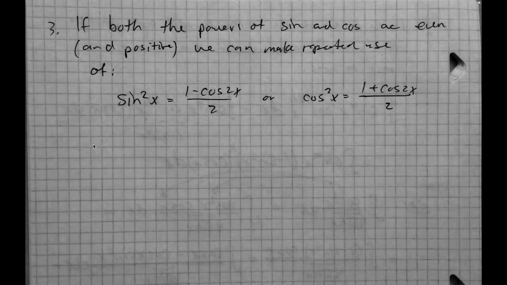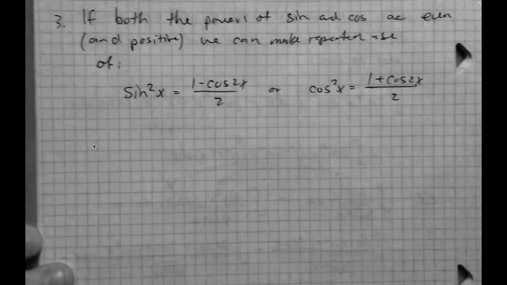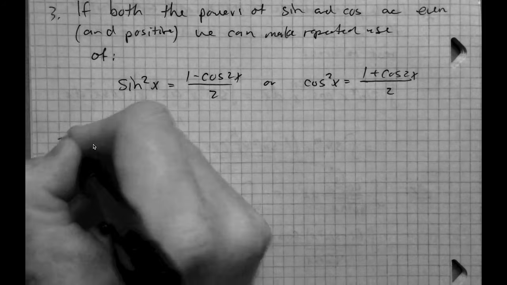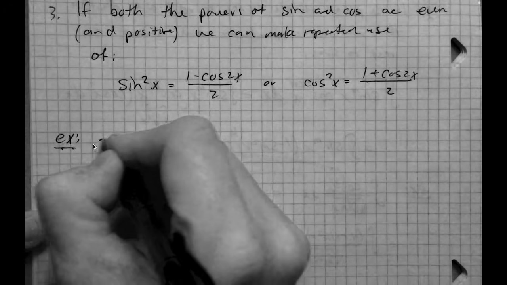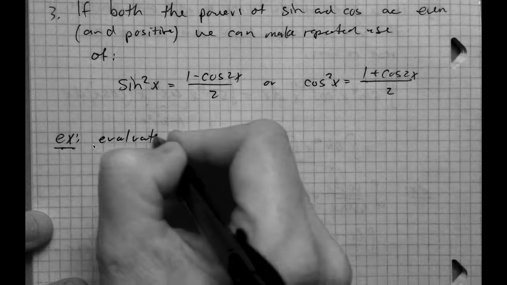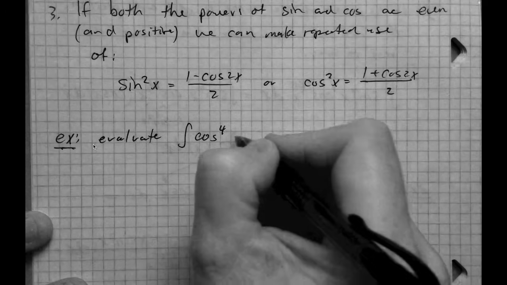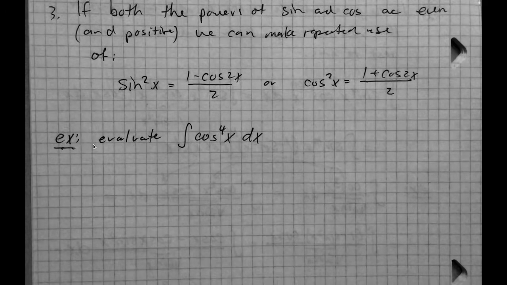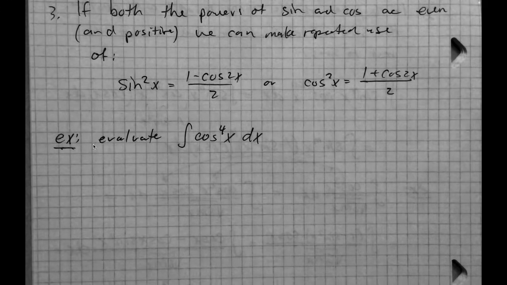Okay, let's see an example here. Now, obviously, these can get pretty crazy pretty quickly, so we're going to take a little bit more of a chill one here. Let's evaluate the integral of cosine to the 4th power of x. Right, so here the implication is that sine is raised to the 0 power, which we lump in as the case of the sine being even.